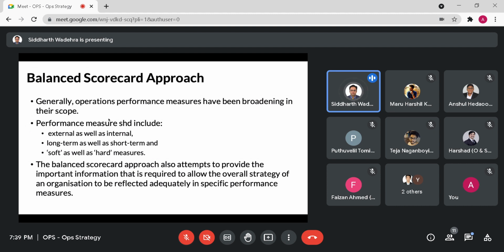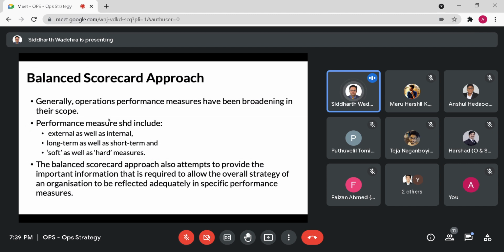Typically, hard measures are quantitative measures where there are numbers defined for those metrics, and soft measures are your qualitative ones, where you can talk about improvement in brand image or improvement in customer experience. You might have certain metrics which quantify, but they typically are soft measures. So the balanced scorecard is an approach which looks at all of these three factors, and that is why it is so popular.